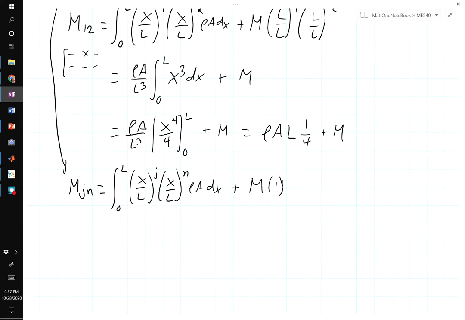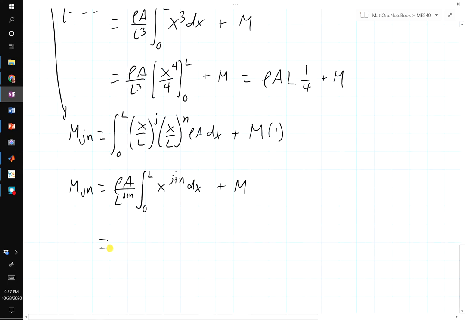And as we did in the previous case, we can write this as x to the, we can combine those two terms, so it'll become x to the j plus n. And let's also pull out our constants. So those would be rho a over L to the j plus n. That's just the sum of two integers. Then we have x to the j plus n dx.